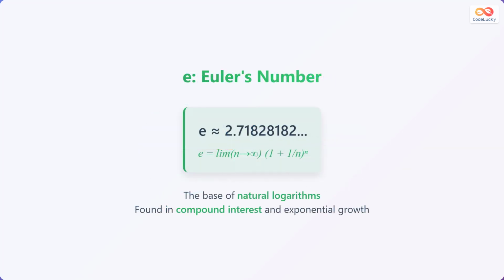Now let's discuss Euler's number, often denoted as e. This number is approximately 2.718288182, and so on. It is the base of natural logarithms and appears in many areas of mathematics, including compound interest and exponential growth. Euler's number can be defined by the limit formula e equals the limit as n approaches infinity of 1 plus 1 over n, raised to the power of n.